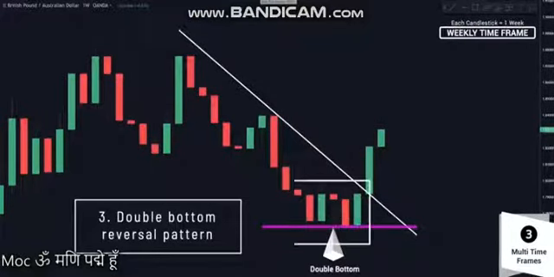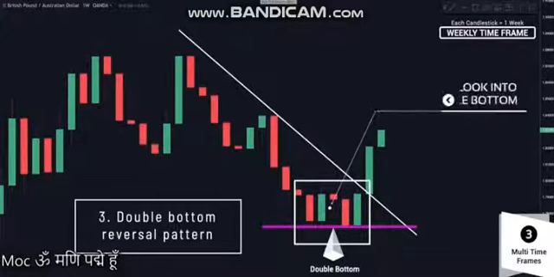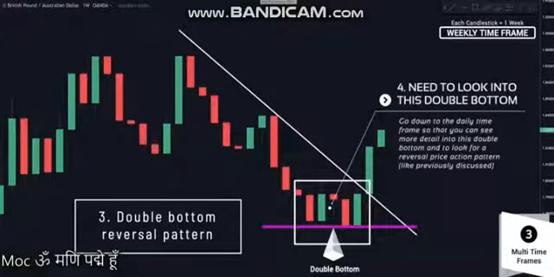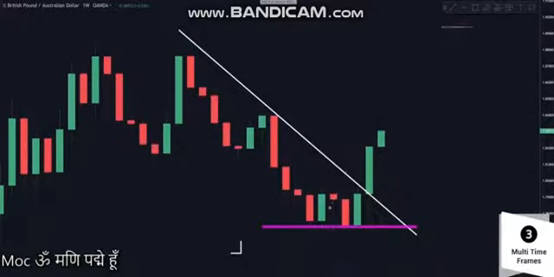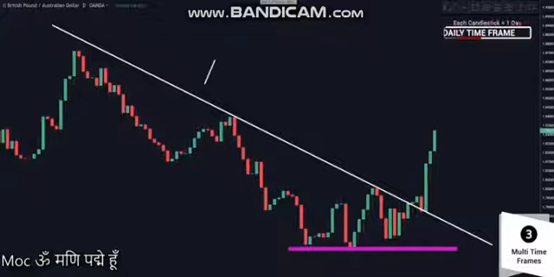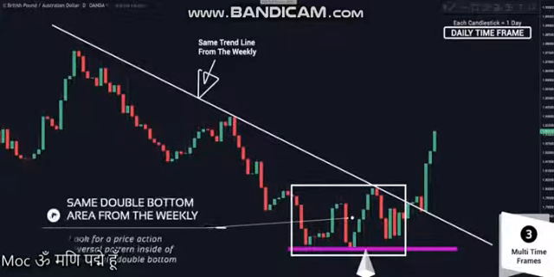So what you do is you want to jump down a time frame to the daily so that you can see more detail into the price action that is occurring within this double bottom and look for a trend change price movement. So here on the daily, you have your same trend line from the weekly and your same area of support from the weekly. Here is where the double bottom occurred on the weekly time frame. And again, we see a lot more detail on this daily time frame.